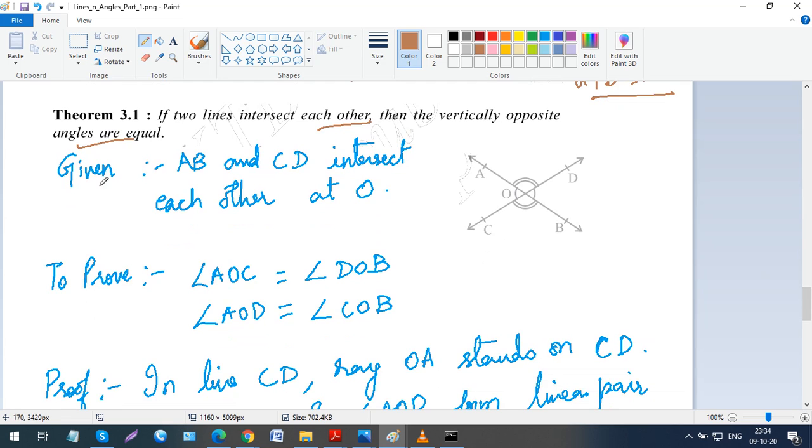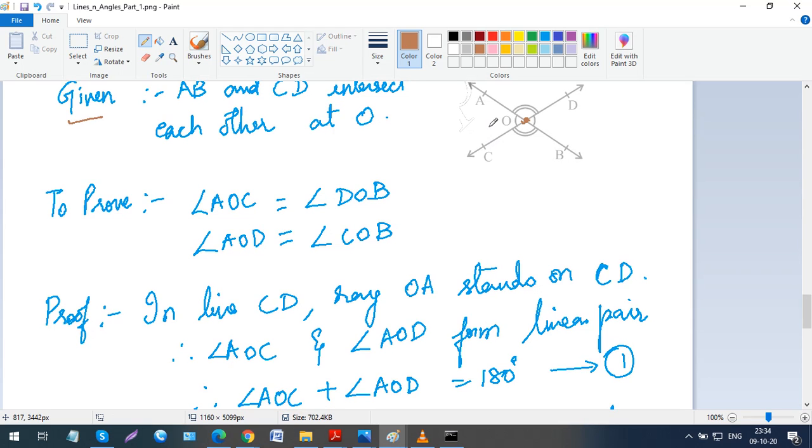So let us first write down what all is given. The given thing is AB and CD are intersecting each other at O. That's all that is given to us. And we need to prove that angle AOC and angle DOB, these two, see, I will draw different colors. So this and this are equal, and another thing is this and this are equal. This is what we need to prove.